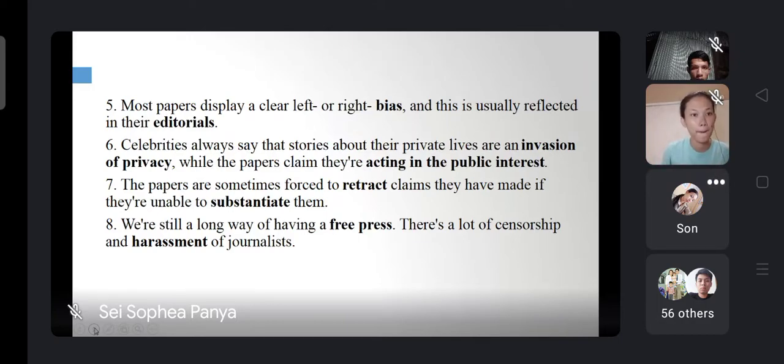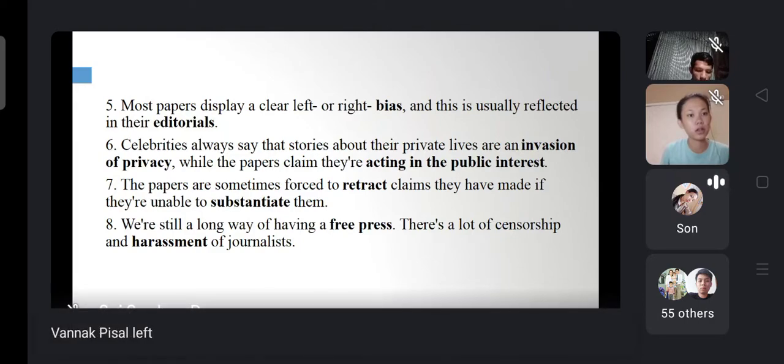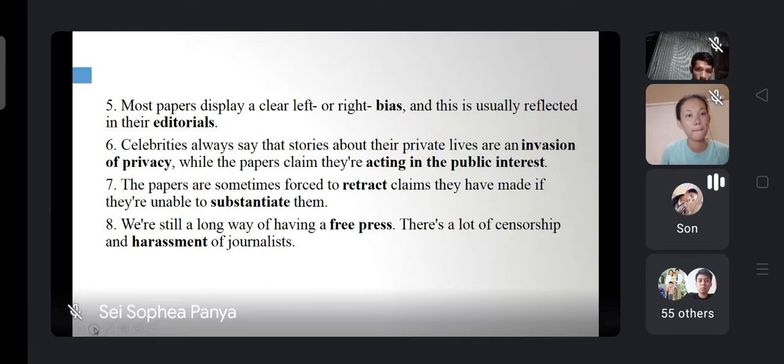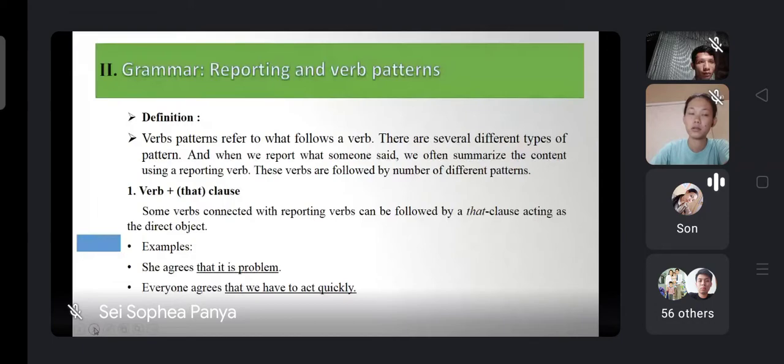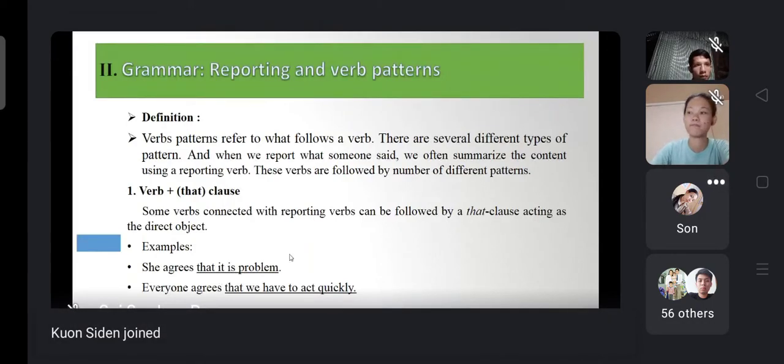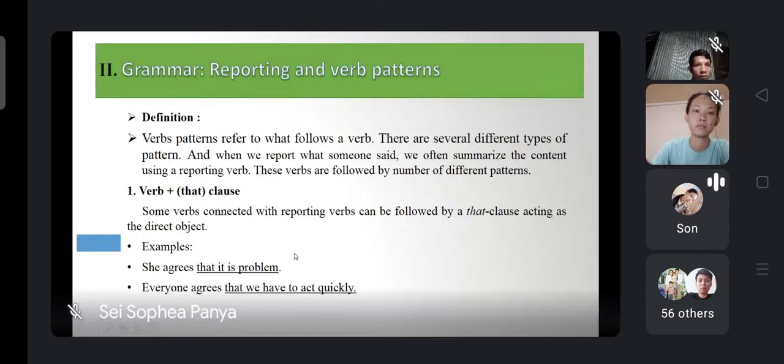Number 8, we are still a long way from having a free press. There is a lot of censorship and harassment of journalists. So free press here means a body of news media, and harassment means aggressive pressure or intimidation. Next, move to member, brother Sapir.